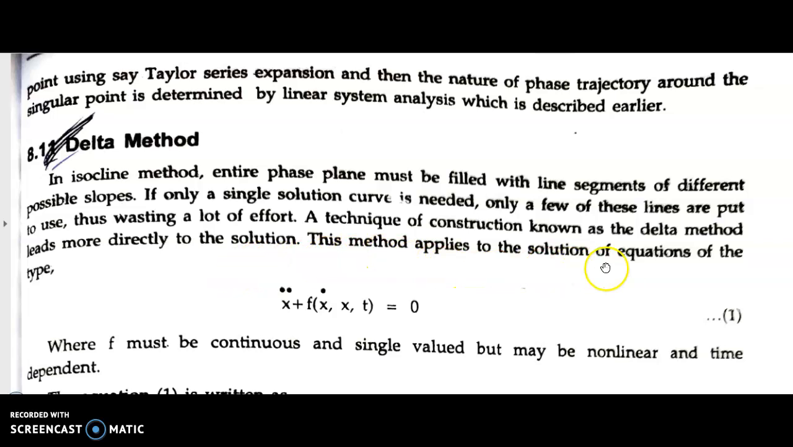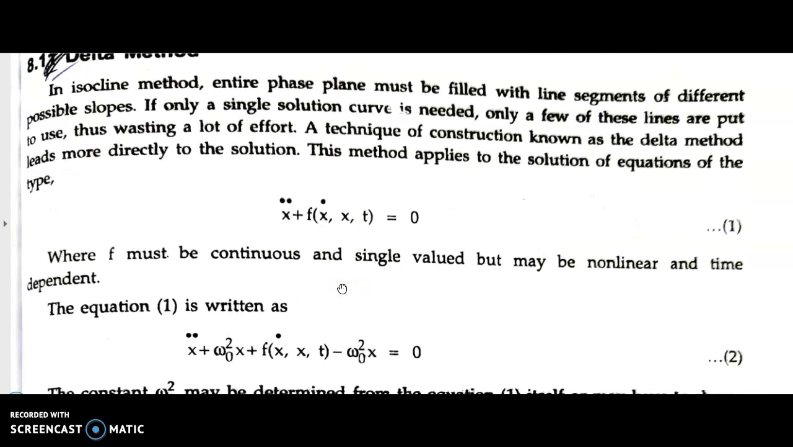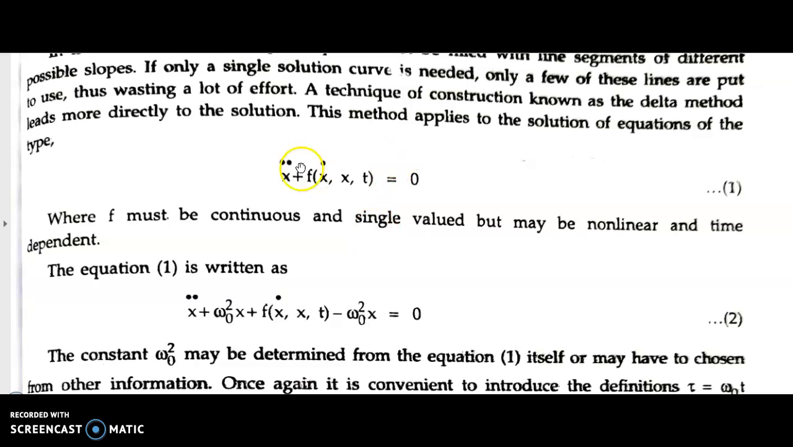This method applies to the solution of equations of this type. They have taken one example here, an equation where we have to use the delta method: x double dot plus f of x dot, x, t equals 0. It is a second-order, non-linear, time-dependent equation, with f a function of x, x dot and time t.